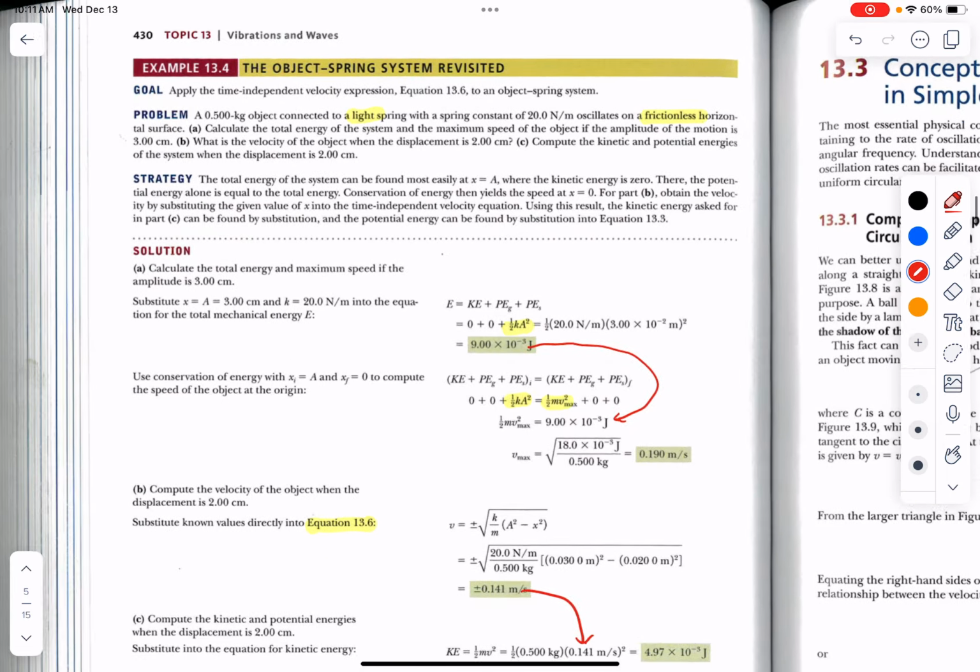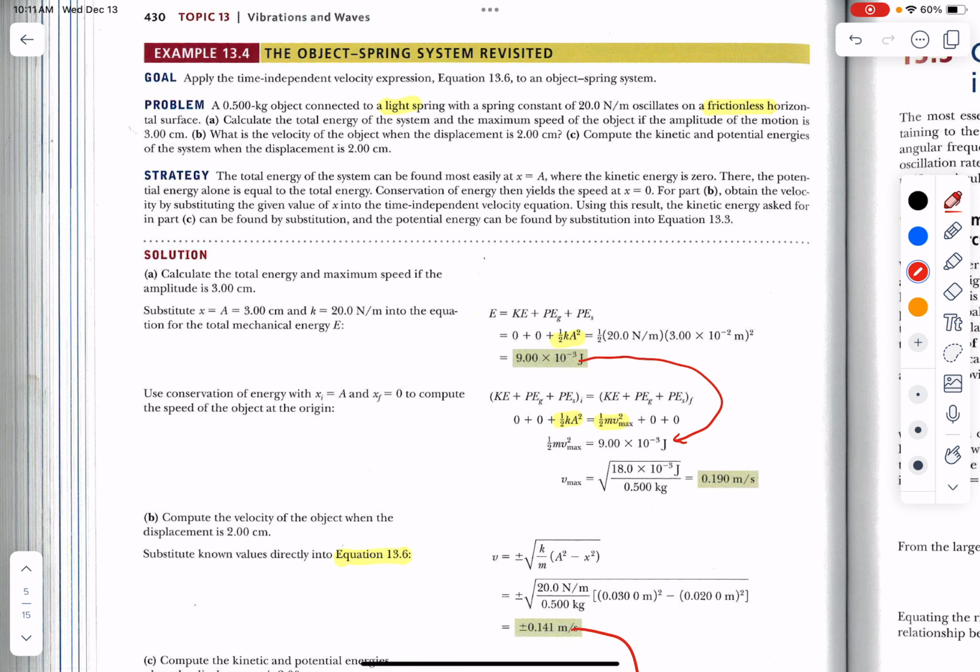So if we look at a math problem here, we have a half-kilogram object. It's connected to a light spring, and of course light means we're going to ignore the mass of the spring. We have the proverbial frictionless horizontal surface. So again, this is an idealized situation. We take our work energy theorem, and we recognize that all of my energy stored in the spring can be calculated with 1/2, here's my spring constant, and then here is my maximum extension A squared.